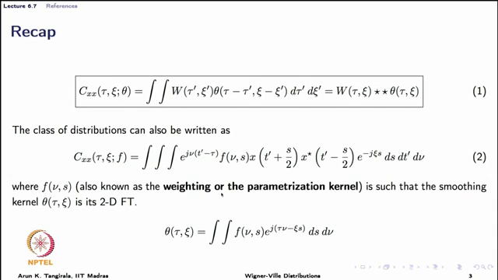And as usual, as we had before, the relation between the smoothing kernel in time frequency and the weighting kernel is through this 2-dimensional Fourier transform, where it is inverse with respect to one dimension and forward with respect to another dimension.